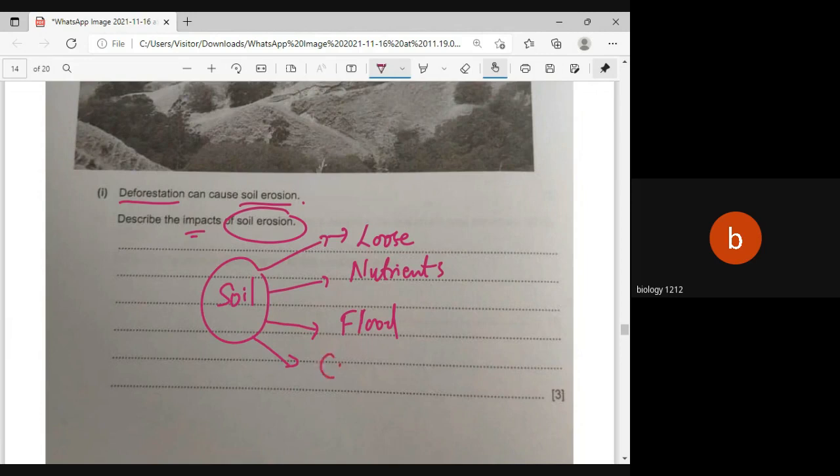This is the effect of the deforestation on soil erosion. Okay, that's the impact. So 3 points for 3 marks. That's the thing. So please see that you write the answer in the form of a sentence. I'm just giving you the keywords.